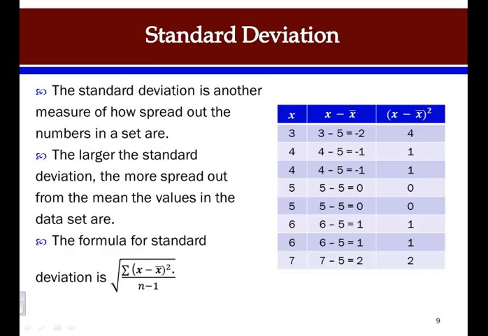Now, as mentioned before, the standard deviation is another measure of how spread out the numbers in a set are, and how close the numbers in the set are to the actual average or mean of the set. The larger the standard deviation, the more spread out the values are from that mean. The formula for standard deviation is the sum of the squares of the deviations, which we found in the last step, divided by the number of values in our set minus 1.